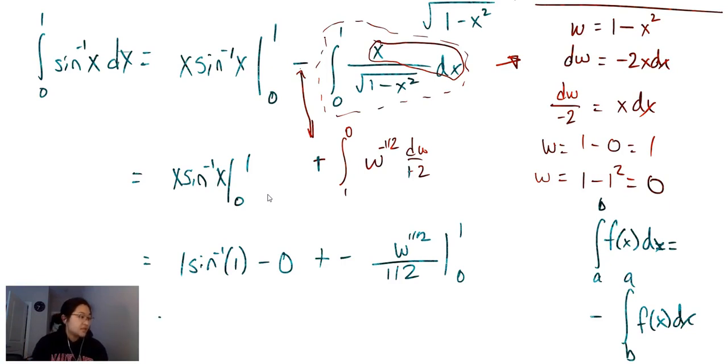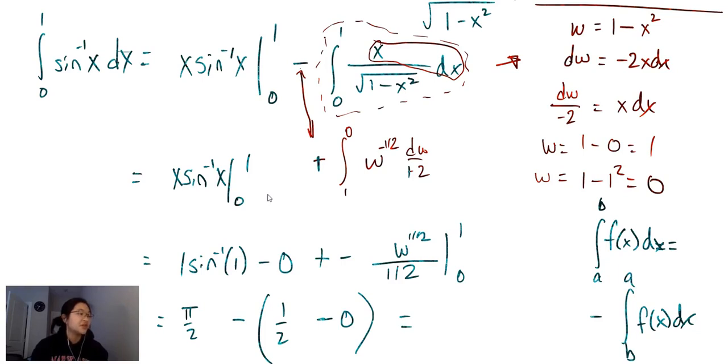So we have 1 times arc sine of 1, which is pi halves, so pi over 2, and then minus 0, so that's just 0, and then plus, minus, so minus w to the 1/2, and then I'm going to put parentheses there, so I do 0 minus 0, right? Okay. So then what are we left with? Wait, did I mess up algebra? I think I did.